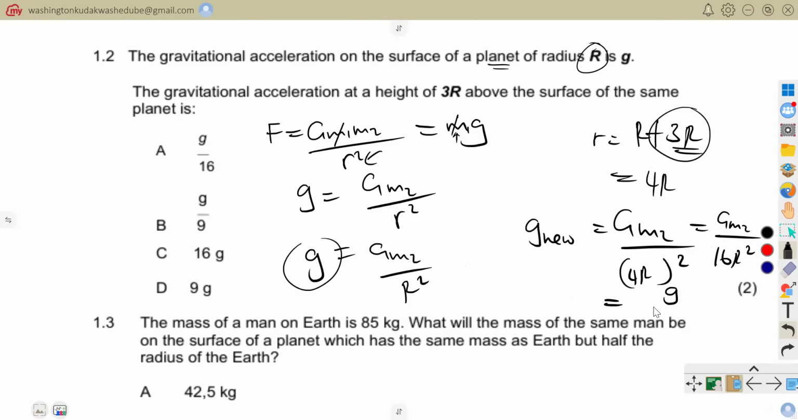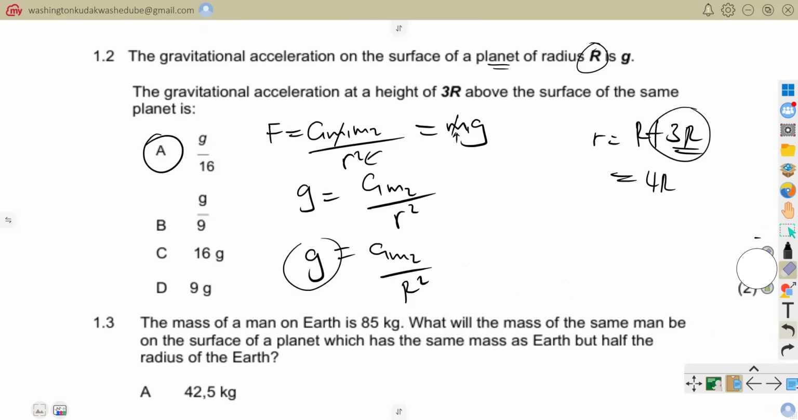So here I would be having g all over what? All over 16. So our answer there was going to be what? Was going to be A. At some point in time, this to others might not be as clear as it's supposed to.